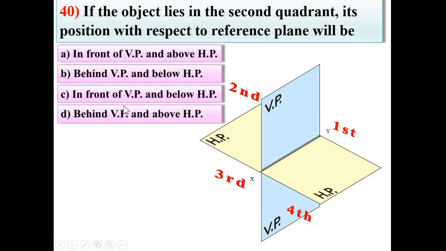So now you are able to give the answer. If the object lies in the second quadrant, that means over here, then you can say it is above HP and behind VP. So find it, above HP and behind VP. So D is the right answer.